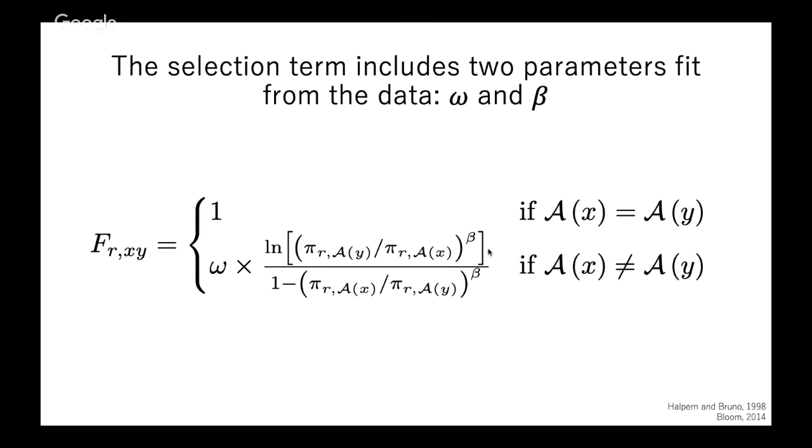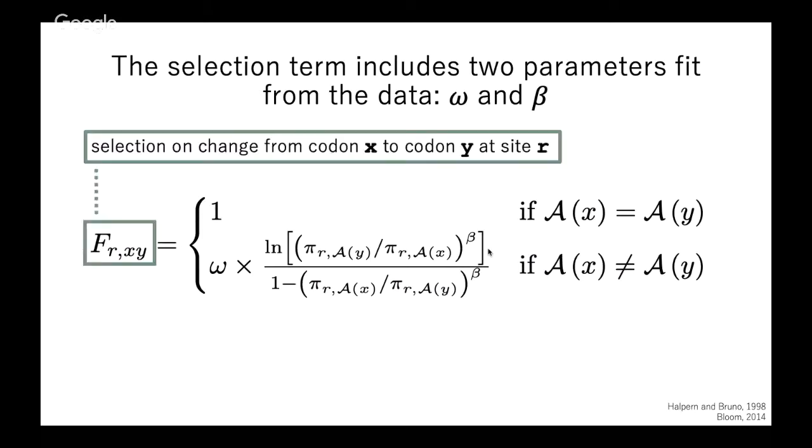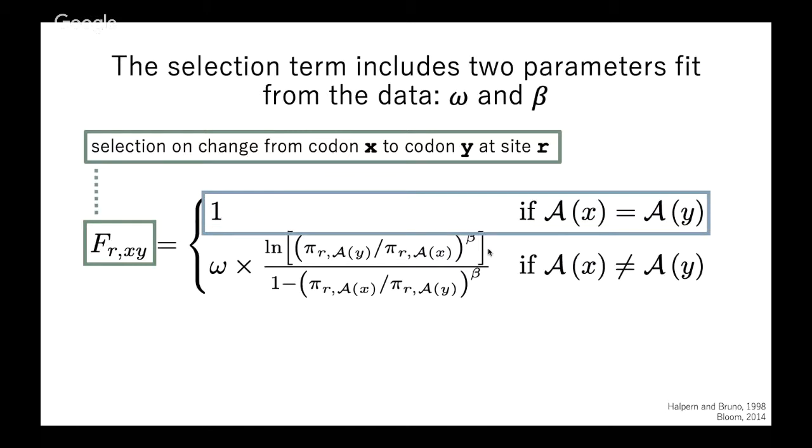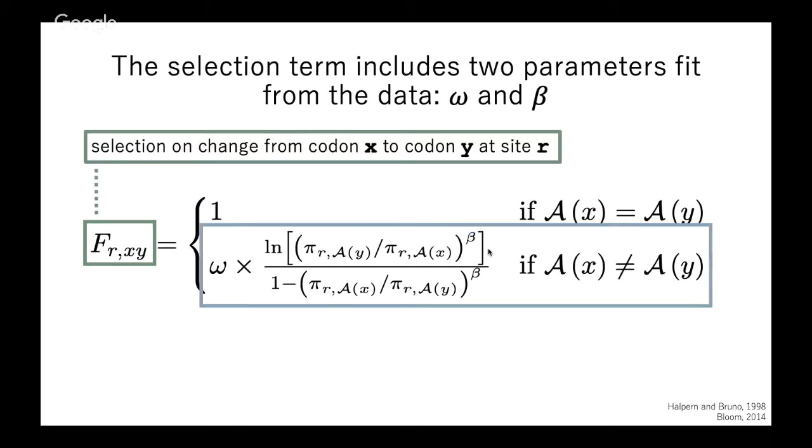So here's the full formulation of the selection term F. You can see that when it's a synonymous change, it takes on a value of 1. When it's a non-synonymous change, the value takes into account both the preference for the starting amino acid, pi_{r,a(x)}, and the ending amino acid, pi_{r,a(y)}.